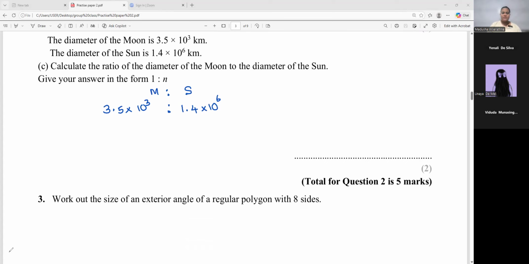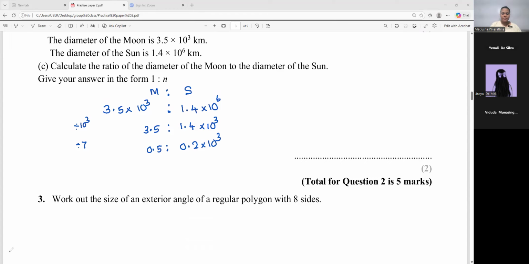Now, when we are writing answers as ratios, we have to simplify it. So we'll simplify. 10 to the power 3, 10 to the power 6. So I can cancel 10 to the power 3 or divide both sides by 10 to the power 3. This is 3.5, 1.4 into 10 to the power 3. Then I can divide both sides by 7 also. This is 35, this is like 14. Both are divisible by 7. 0.5 is to 0.2 into 10 to the power 3.